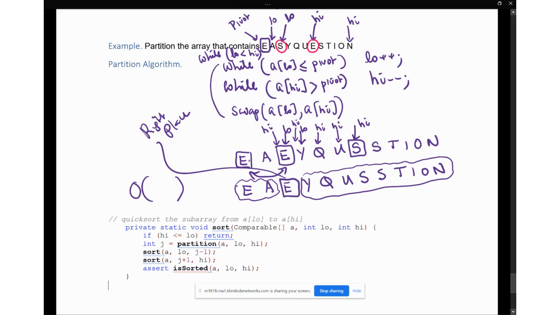Okay, and the next thing shows you the quicksort algorithm. The quicksort algorithm goes like this. You want to sort an array of comparables. We start with a low and a high. So typically low is 0, high is n-1. And if high is less than or equal to the low, we want to return, or you want to stop the recursion. This is called the base case.